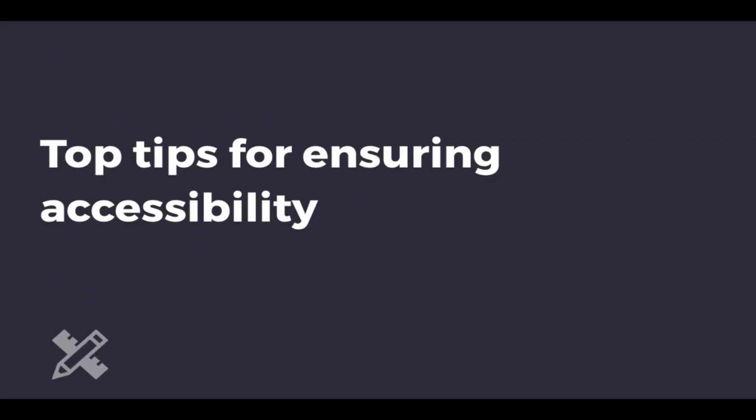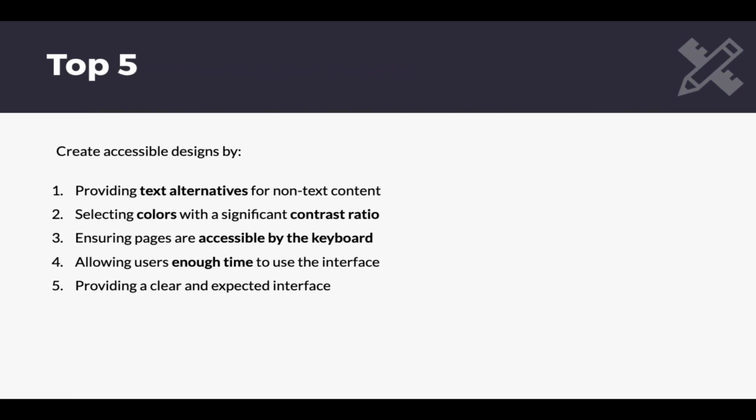So, pro tips. Providing text alternatives for non-text content. When you have an icon, is there a label underneath it? If there's just an icon, is there hover-over text? If you're using a desktop, are there tooltips and stuff like that?